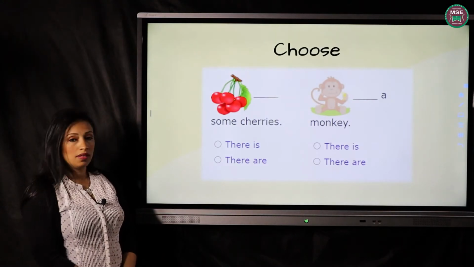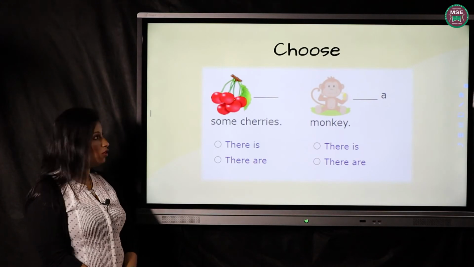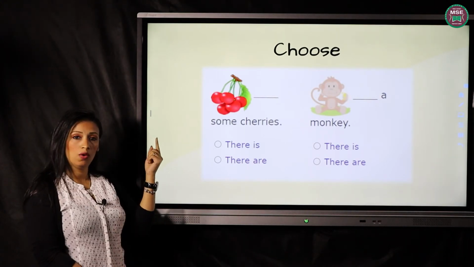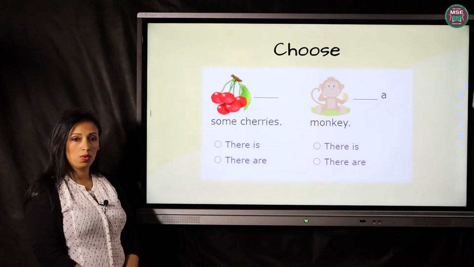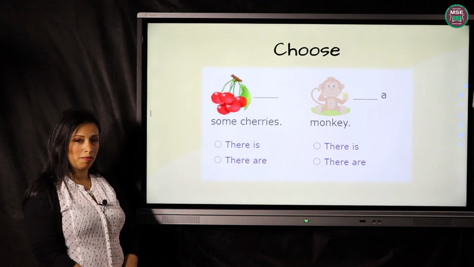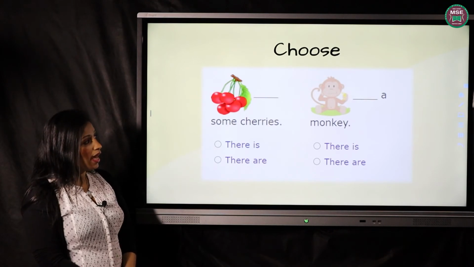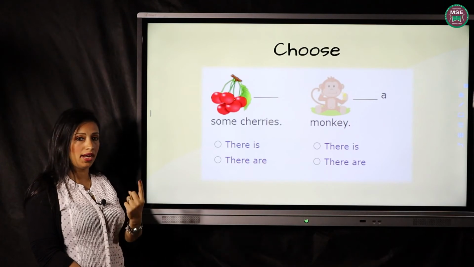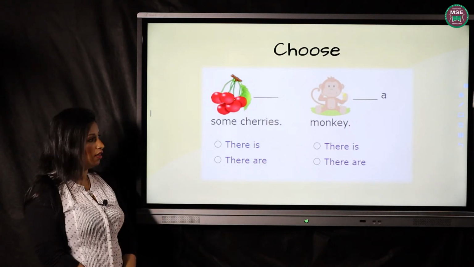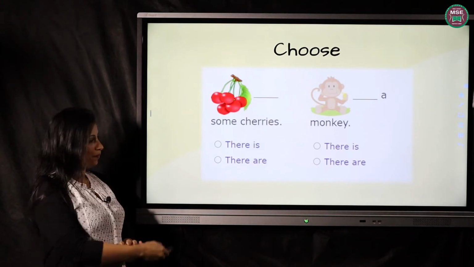Okay, look at this example. Some cherries. We are talking about one cherry or many cherries? Many. Here we have to use what? Think about it. Okay, look at the second picture. A monkey. When I use a or an, I'm talking about one thing. So here I'm going to use what? There is or there are?